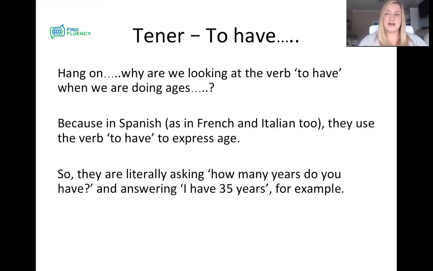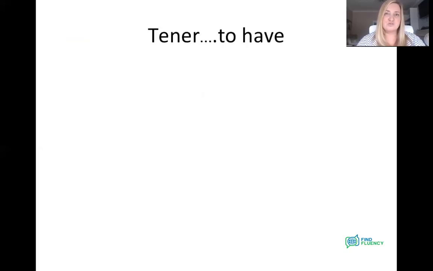So we're using the verb to have, not the verb to be. Asking, how many years do you have? And answering, I have. So let's look at a little example of that then, hopefully. So tener is our infinitive of the verb to have. Infinitive, another technical term, always translates as to have, to be, to talk, whatever, okay?